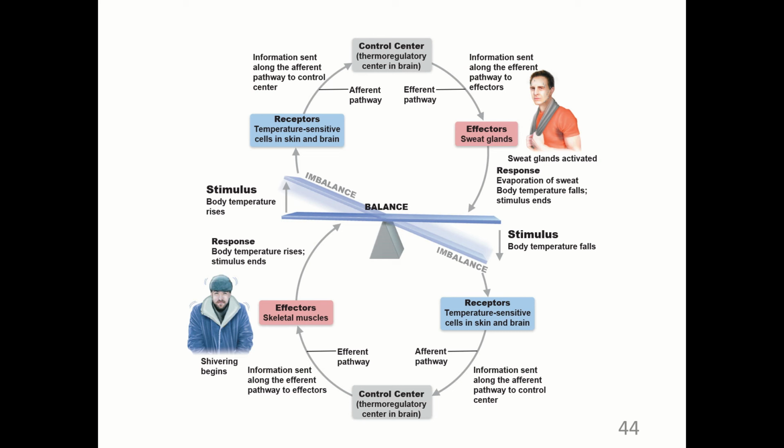If the stimulus is the dropping in body temperature, once again, receptors in the skin sense the change in the stimulus, which is the change in the variable, and send that information to the control center of the brain. The control center of the brain then decides the course of action and sends it to the effectors, which are the skeletal muscles, because they will shiver, and that will cause the body temperature to rise until it returns back to normal. Because as the muscles are shivering, they are releasing heat.